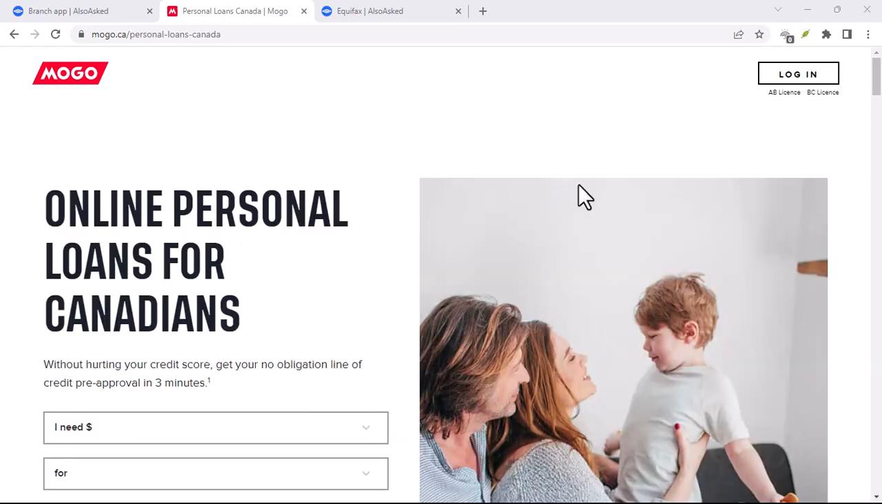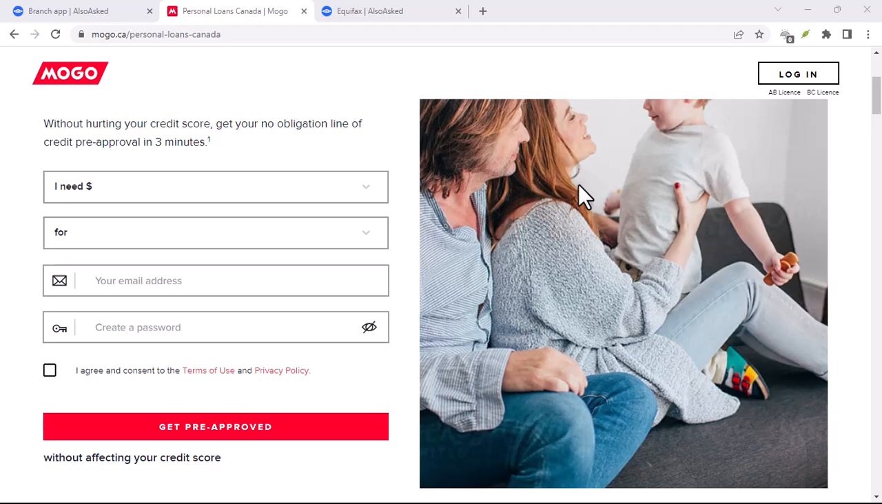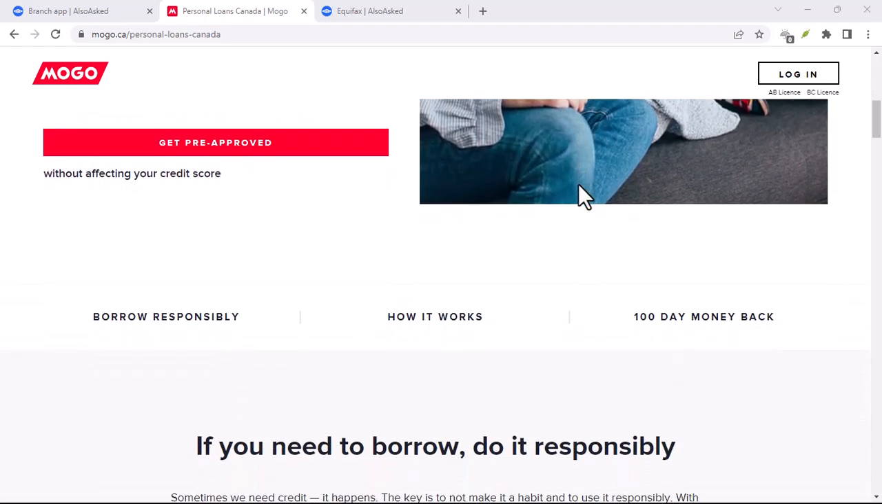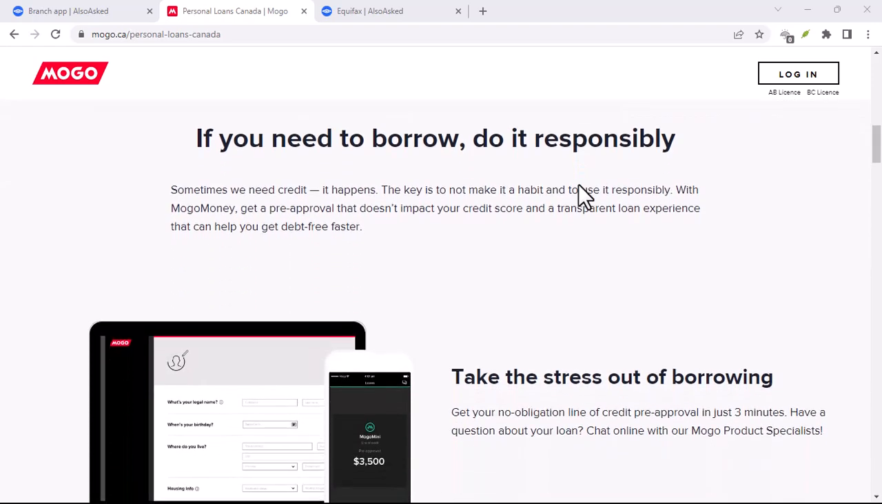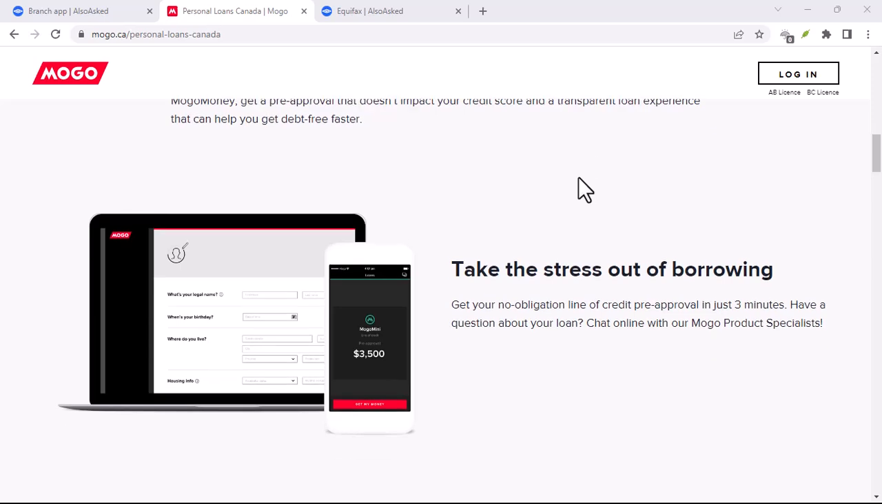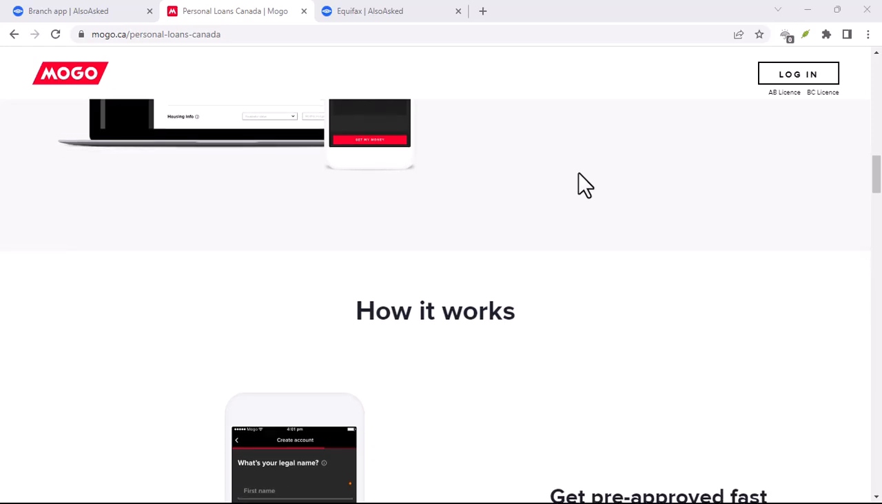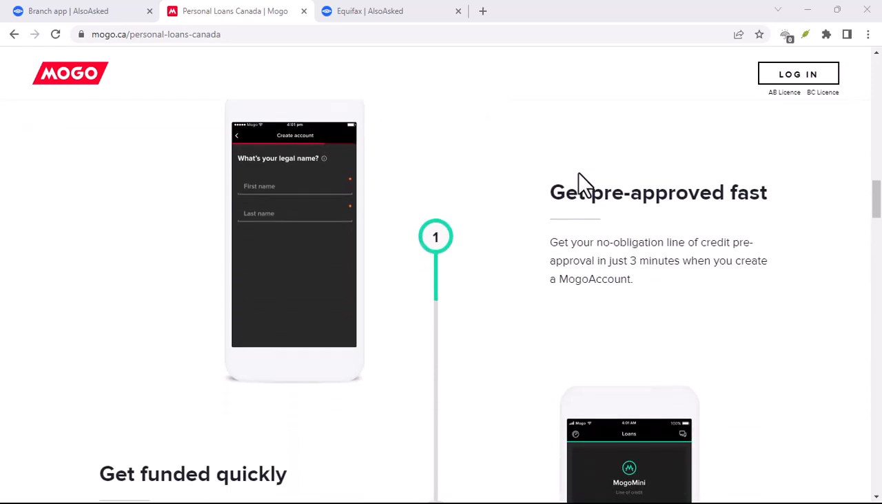Step 2. Apply for a loan. If you are eligible for a loan, you can apply for one online or through the Mogo app. You will need to provide more information about yourself, such as your income, employment history, and bank account information. Once you have submitted your application, Mogo will review it and make a decision on whether or not to approve your loan.